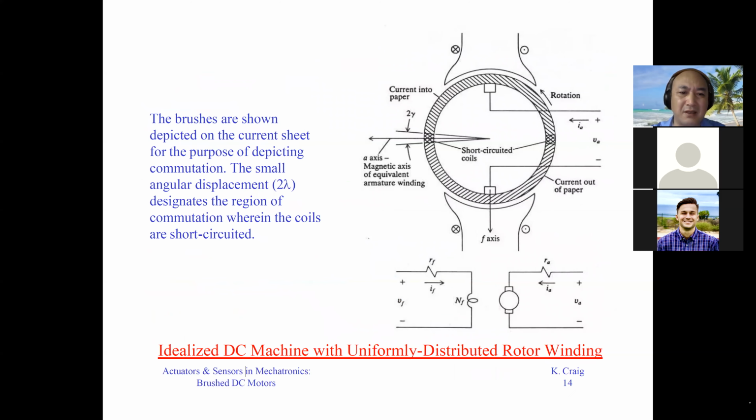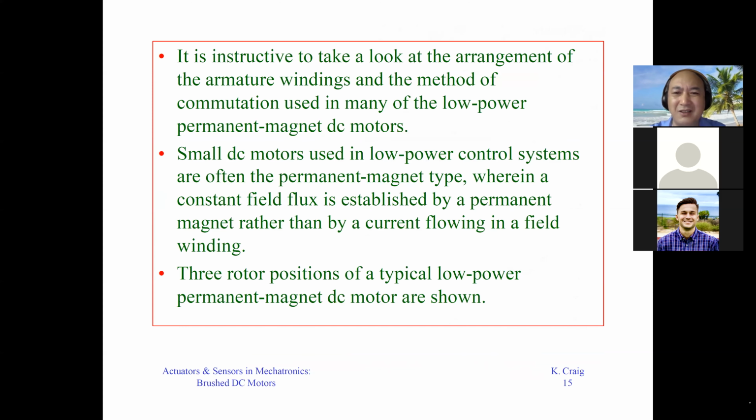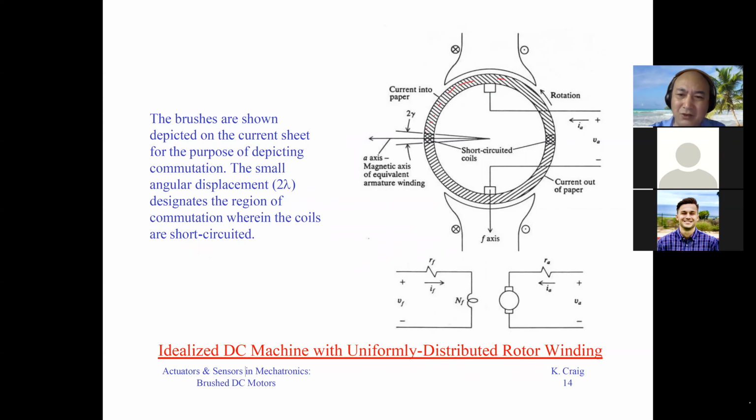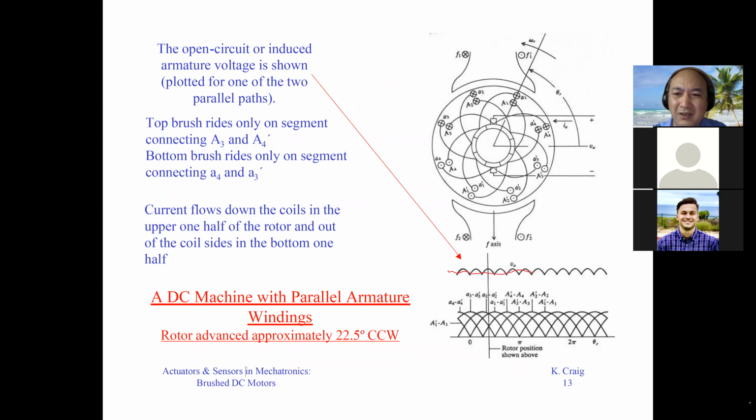So that's an idealized DC machine with a uniformly distributed rotor winding. It's possible that the winding can be arranged one after another, just like a full circle. In this case, the ripple is even smaller, right? Even smaller, which is true in many DC motors. So the rotor winding is one after another around this.